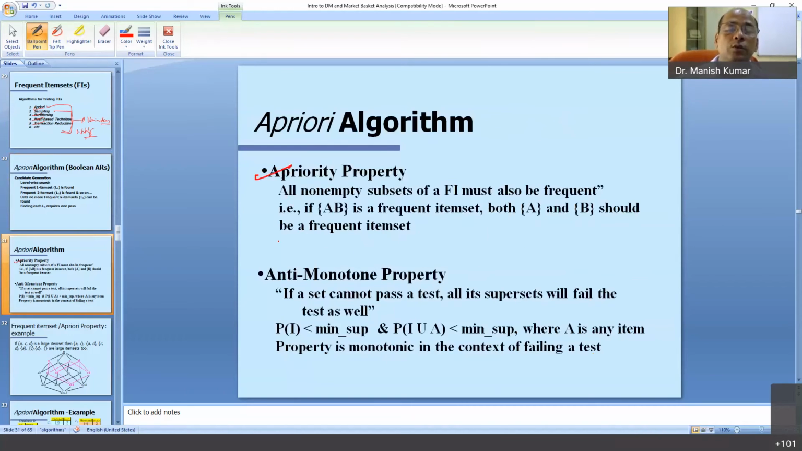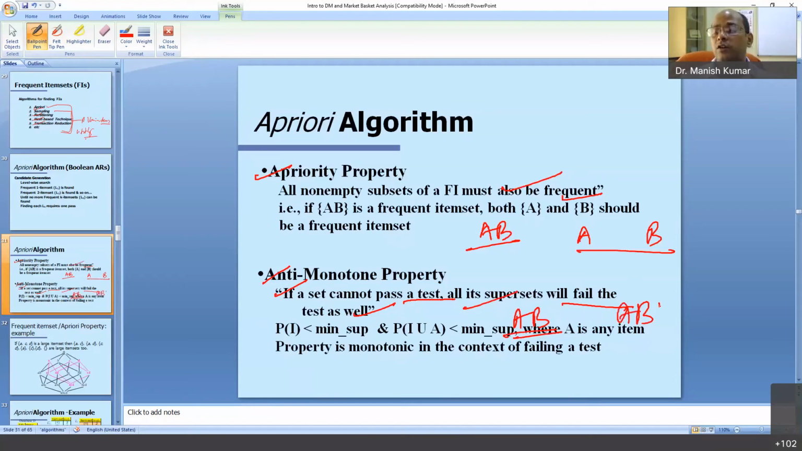Two properties it holds. One is the Apriori property, the other one is the anti-monotone property. The Apriori property says that all non-empty subsets of a frequent itemset must also be frequent, whereas the anti-monotone property says if a set cannot pass a test, all its supersets will fail the test as well. When I say that AB is frequent, then A and B individually must also be frequent. This is the Apriori property. And it says that if AB fails, then obviously ABC also fails, because ABC contains AB also. So this is what the anti-monotone property talks about.